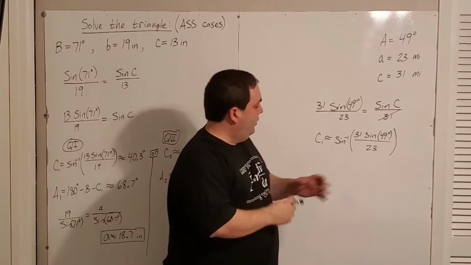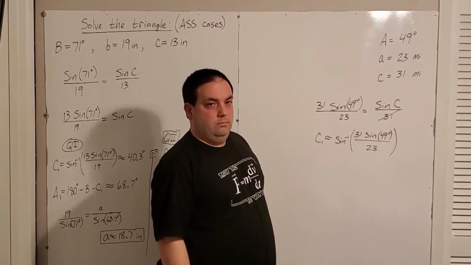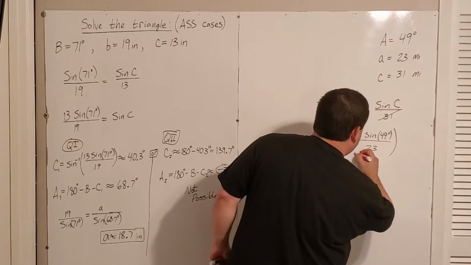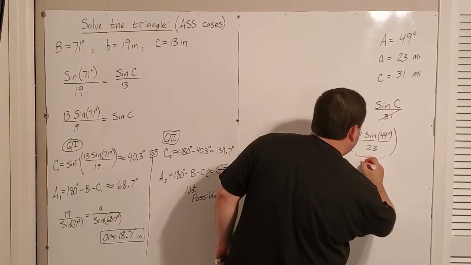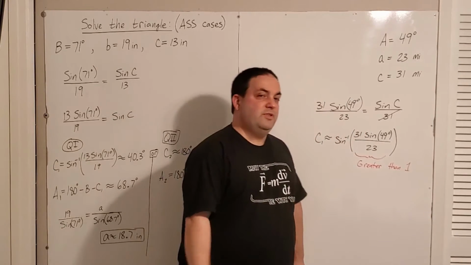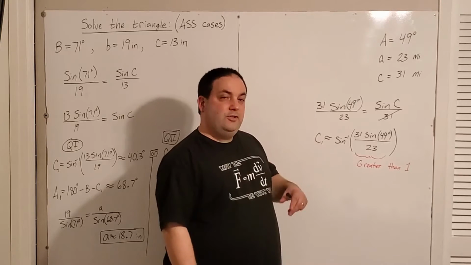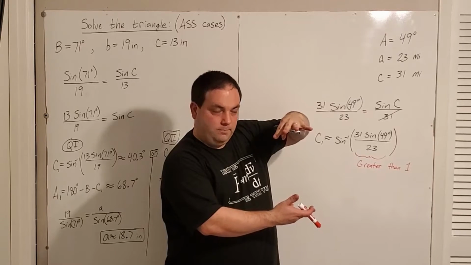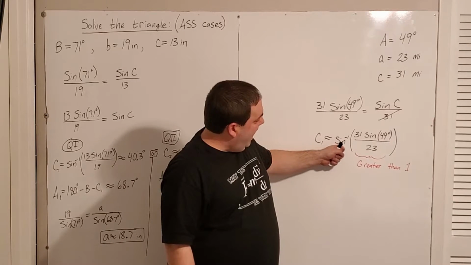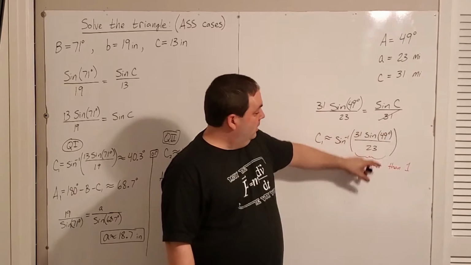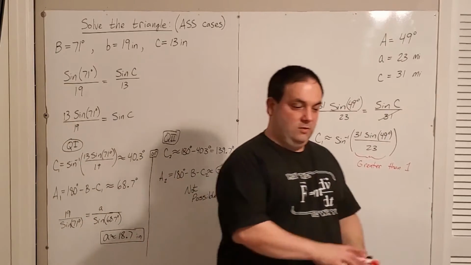Okay? If you punch this in your calculator, you'll get an error. And that's because this piece right here is greater than 1. Remember, sine and cosine, as far as the ratios go, have to be trapped in between negative 1 and 1. So it doesn't make sense to ask what angle gives me a sine of this ratio, if that ratio ends up being greater than 1.